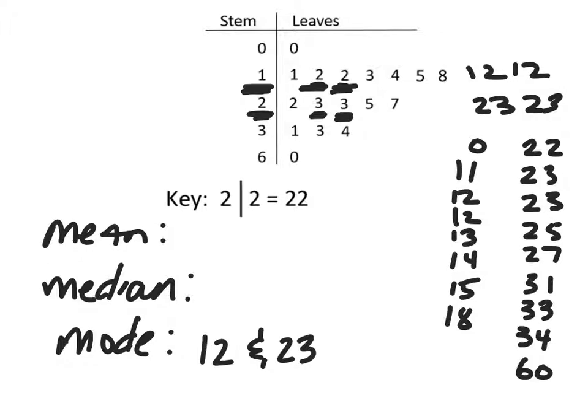And in fact, there are 17 data values. And when I add them together, I get 373, which needs to be divided by 17.